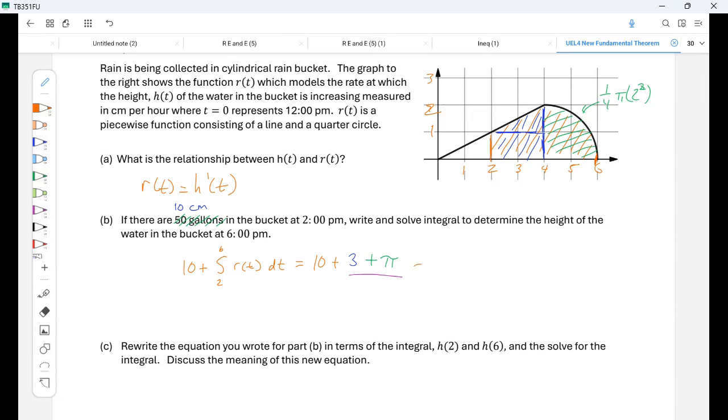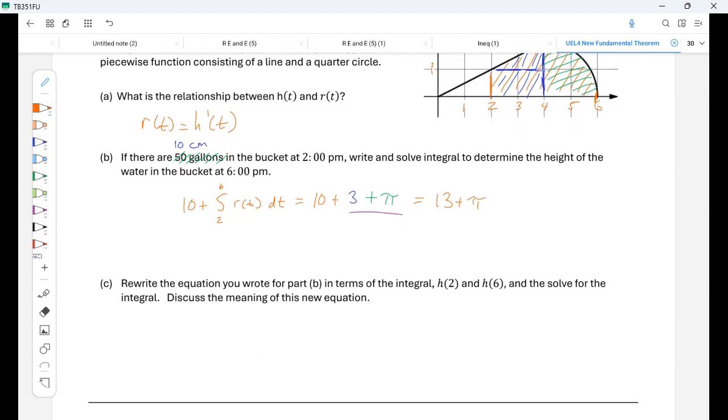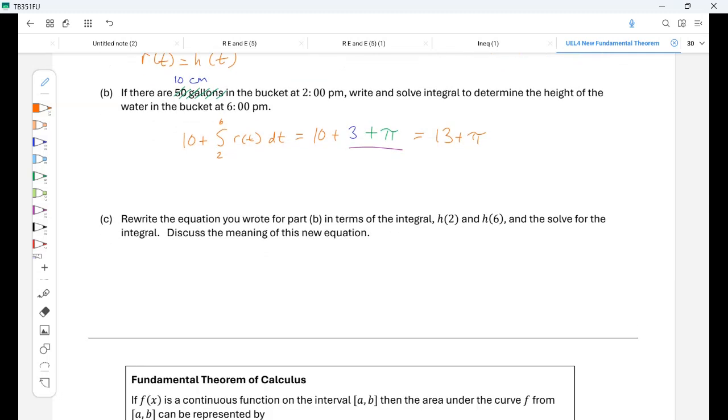So, in the end, the answer is 13 plus pi, which is a weird number, but it is the answer to this question based on the way it's written. Okay. Now, that idea from letter B is something we're going to revisit in future problems. But for right now, this is kind of developing where this fundamental theorem of calculus comes from. It feels a little bit random that we do it in this way, but this really is hopefully going to show you where it comes from.